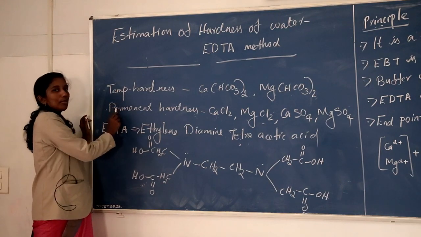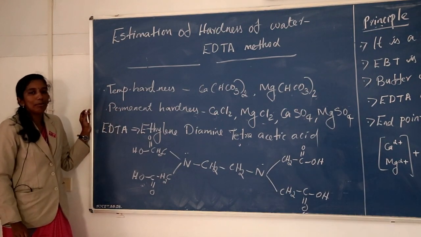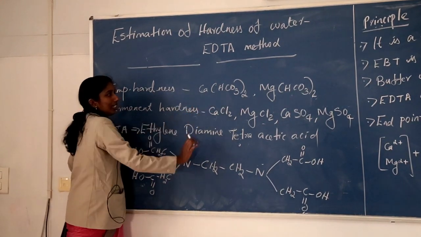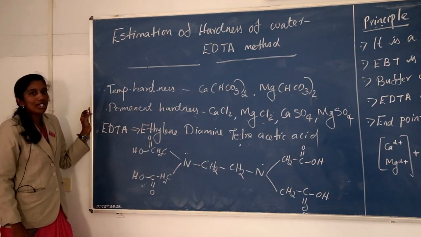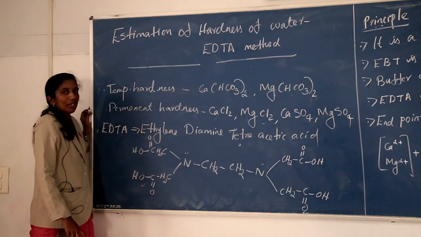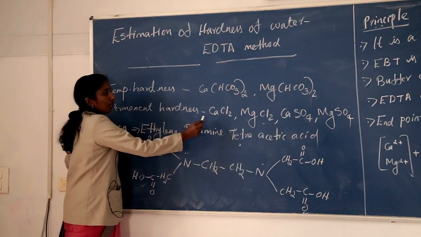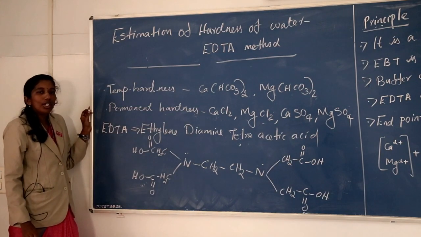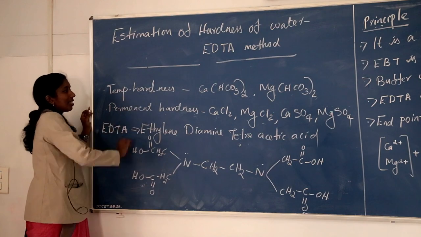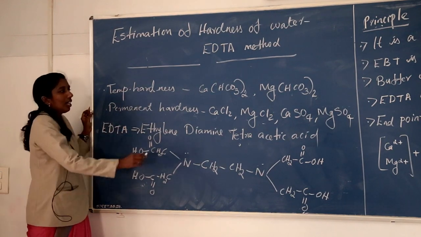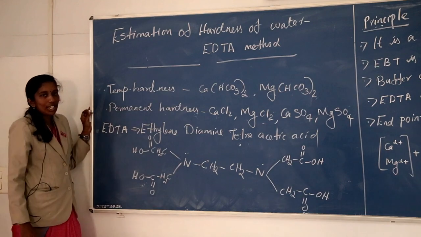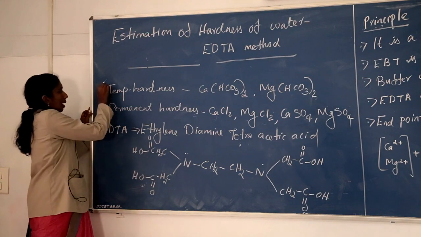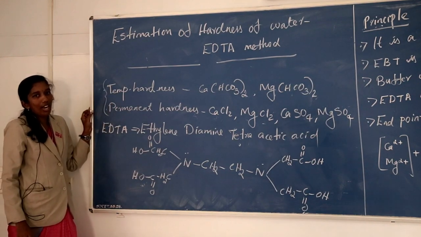There are two different types of hardness: temporary hardness and permanent hardness. Temporary hardness is due to calcium bicarbonate or magnesium bicarbonate, so it is also called carbonate hardness. And permanent hardness is due to chlorides and sulfates of calcium and magnesium. It is called non-carbonate hardness. From this we understand the hardness producing salts are calcium and magnesium ions, Ca2+ and Mg2+ ions. And the total hardness is the sum of temporary and permanent hardness.